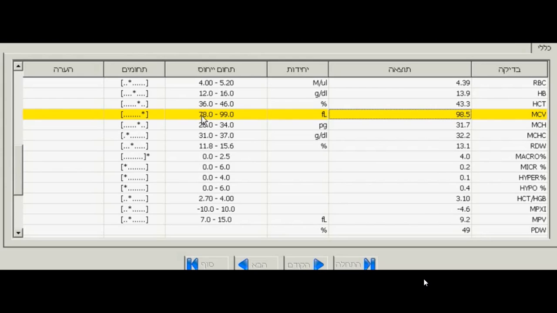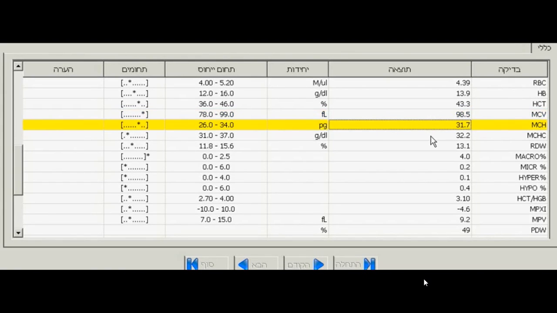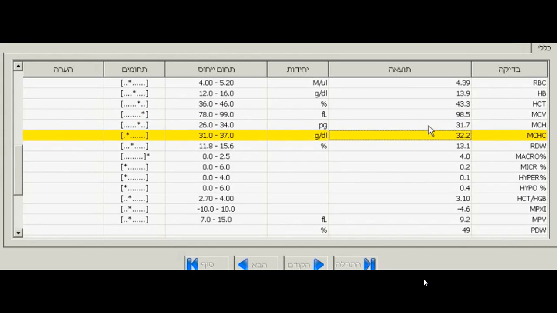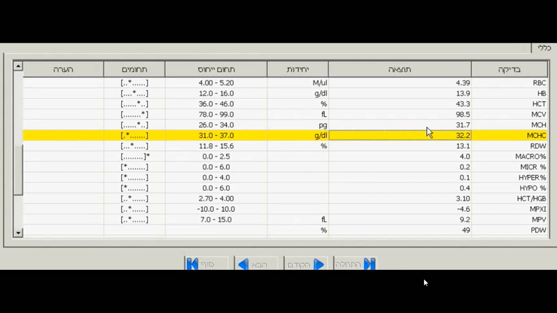After that, you have some indices which also should not be used today because you have better measures, what's called the MCH, mean corpuscular hemoglobin, and the mean corpuscular hemoglobin concentration. The MCH was sometimes used to diagnose a rare disease called hereditary spherocytosis. But today, at least with this analyzer that we use, we have a better measure than these average values.